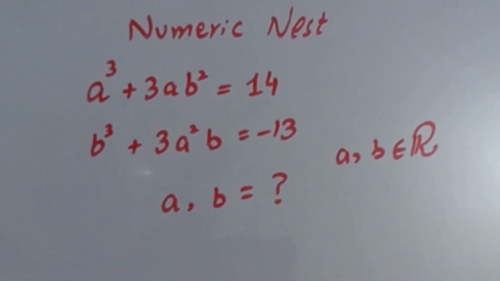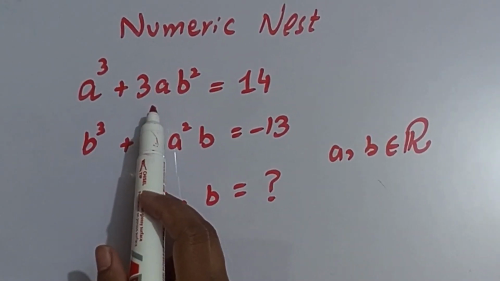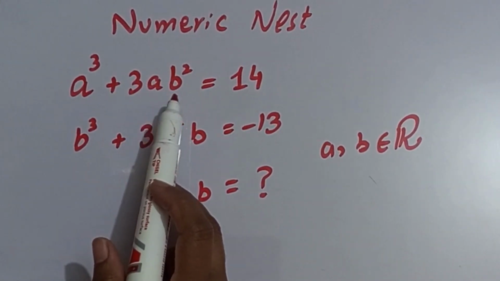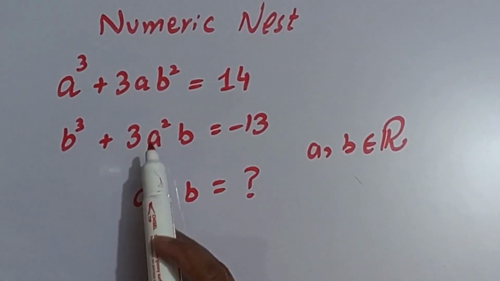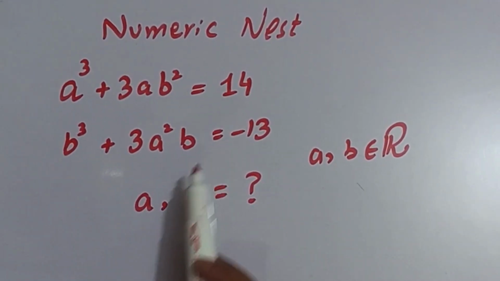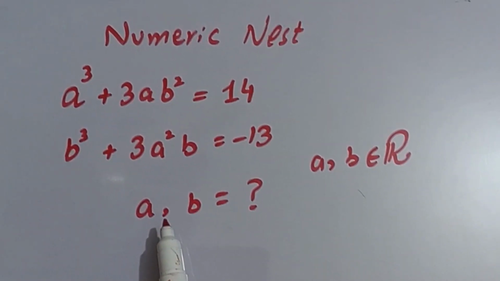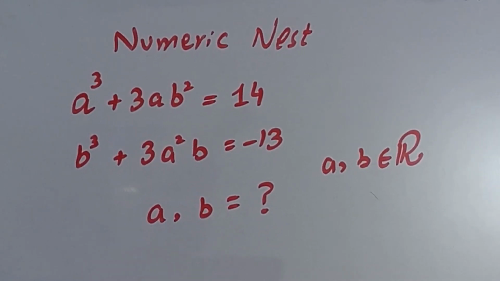And in this video, we are going to solve this question. We have a cube plus 3 times a b square is equal to 14, and the second equation is a cube plus 3 times a square b is equal to minus 13, and we find the value of a and b. In our question, it's given that a and b belong to the real numbers.